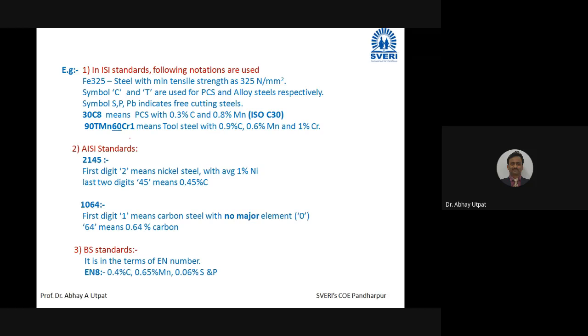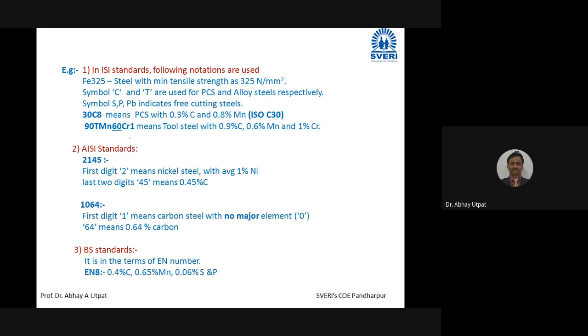Along with 0.9% carbon, it has Mn60. Now, as I told you, we take a figure 10 times more, so here the figure is divided by 10.